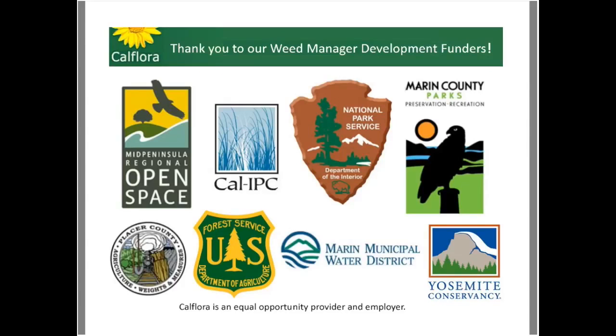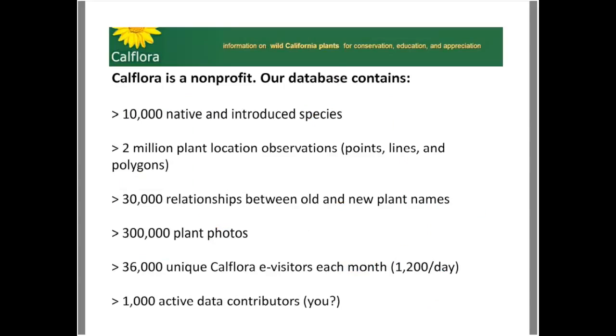These are some of our funders that I always like to thank. And then basics about CalFlora. We're a nonprofit. Our database has over 10,000 native and introduced species. That's all the plant species we know about in the state of California. Over 2 million plant location observations, including points, lines, and polygons. Originally, the CalFlora database just had points, and then in the past 4 or 5 years, we've been adding, and you, data contributors, have been adding lines and polygons.